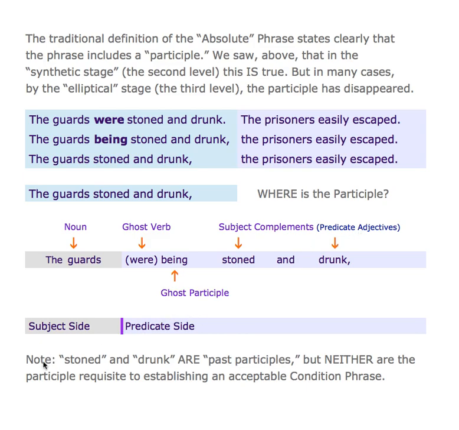All right? Now, we want to make this clear. Stoned and drunk are past participles. They are participles, but neither are the participle requisite to establishing an acceptable condition phrase. Even though these are participles, this is the participle here. It qualifies this condition phrase, even though you don't see that participle. Now back here at this level, it was there, but it disappeared and we ended up with this. You understand? It's a beautiful thing, actually.